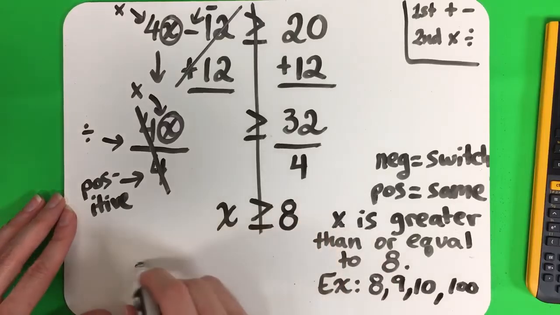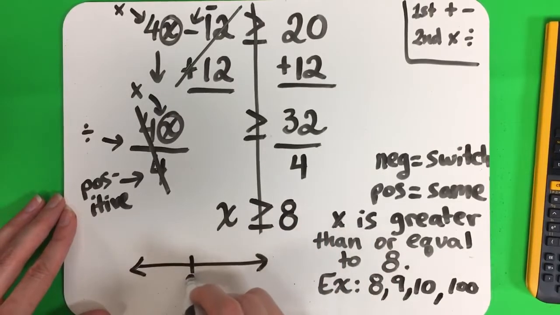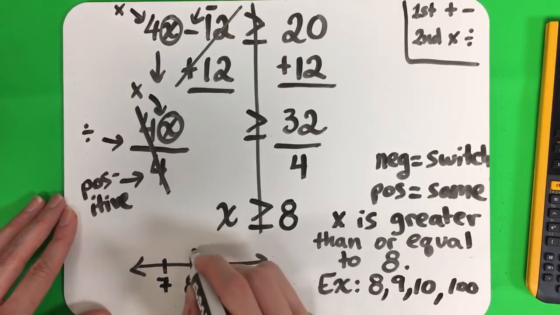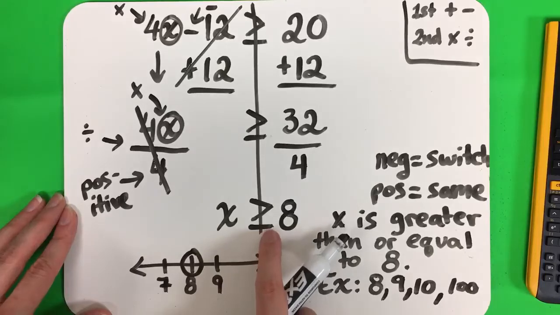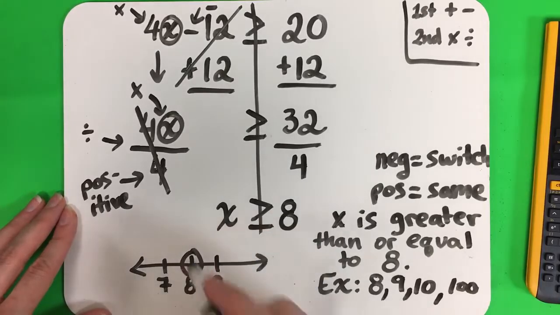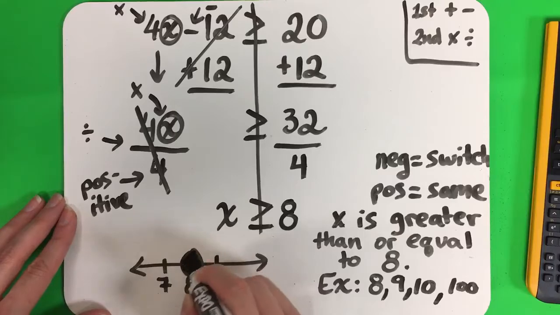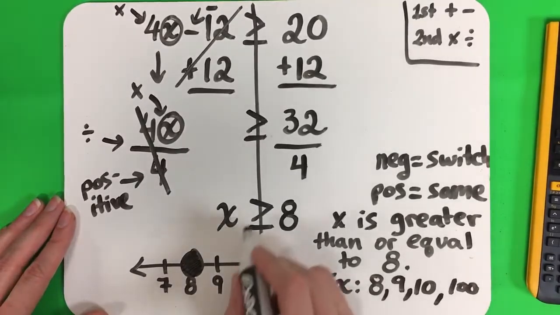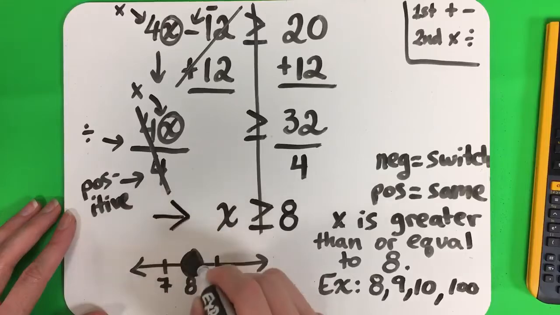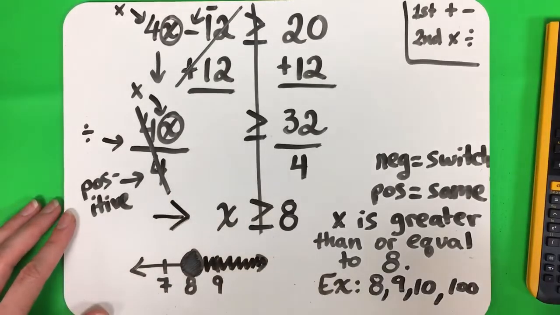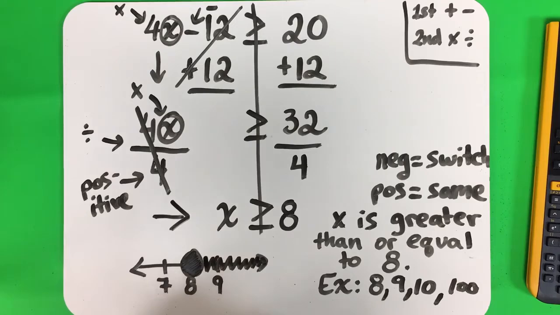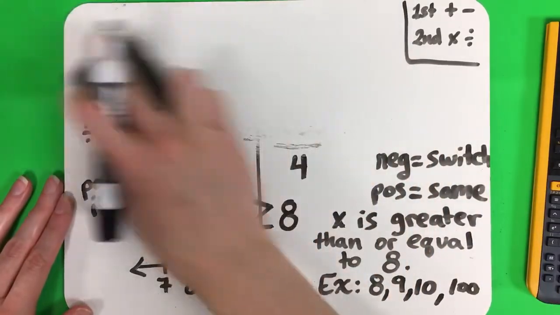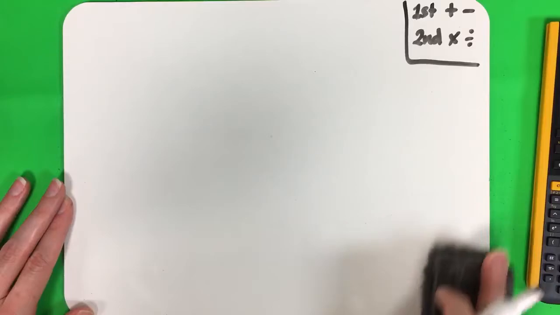Okay, now we're going to go ahead and draw our graph. Put 8 in the middle. Here is 9. Here is 7. Circle on the 8. Yes line, yes color in the circle. No line, no color in the circle. And this is an arrow to the right. You're going to color to the right. Okay? Go ahead and copy. Pause if you need to.